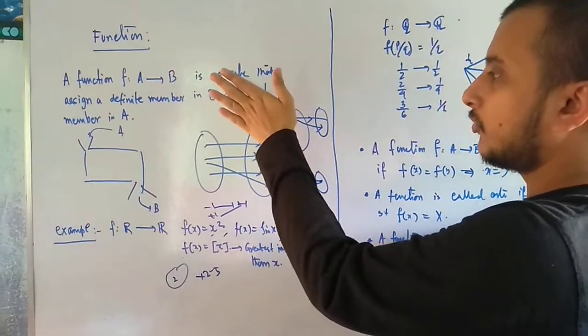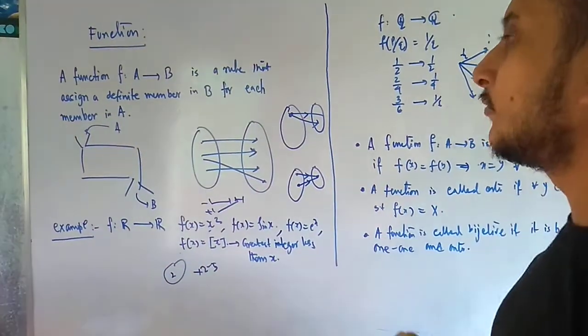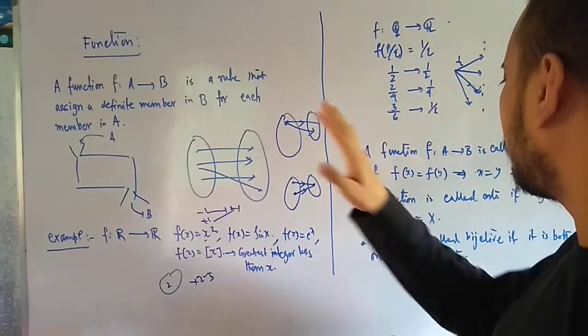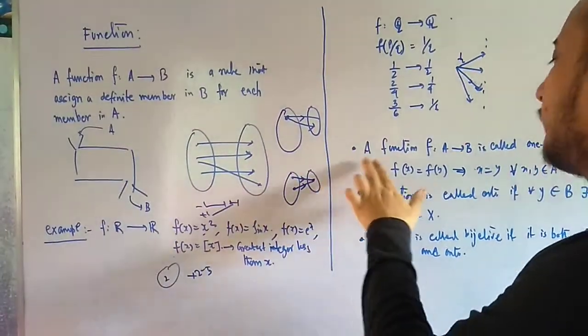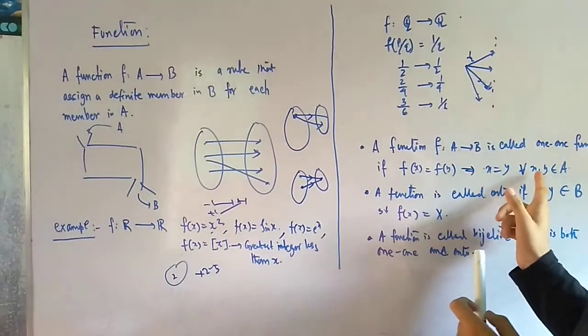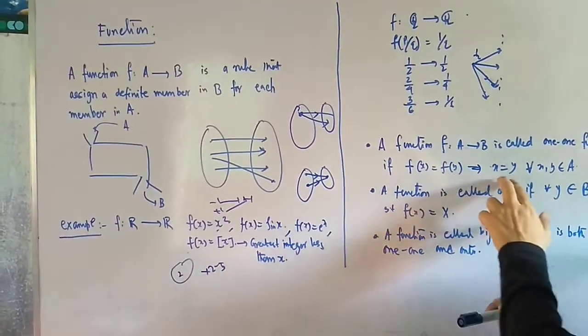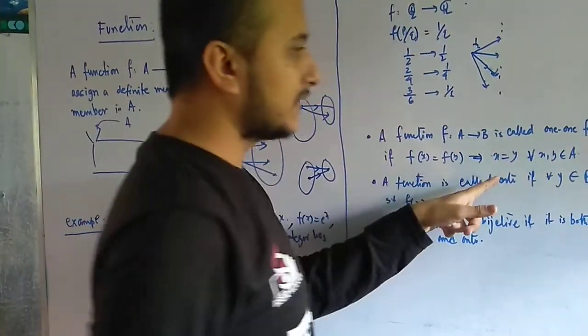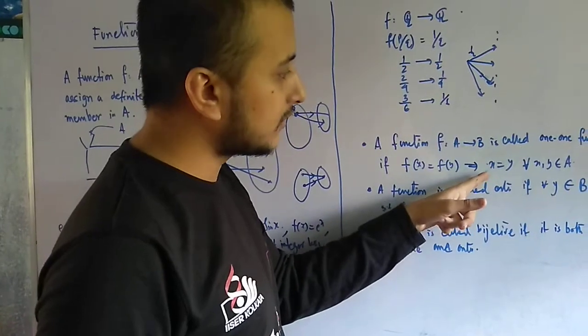Okay, so observing this phenomenon, we have defined some definitions related to functions. A function f is called a one-one function if f(x) = f(y) implies x = y for all x, y. So this is called a one-one function.